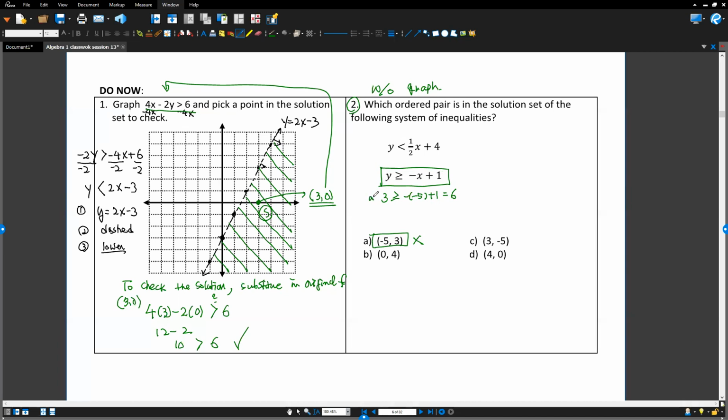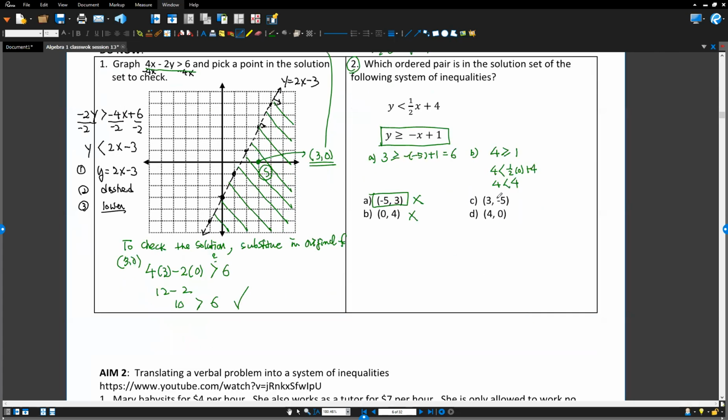Second one. Try B. What is B? When x equals 0, y is 4. y is 4, greater than x is 0. Yeah, that is true. Then you can go to the next because that is true. Now put these numbers in the first one again. When y is 4, x equals 0, one half times 0 plus 4. 4 is less than 4? No, 4 equals 4. That is what? A dashed line.